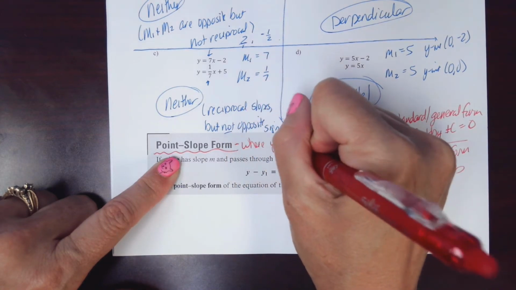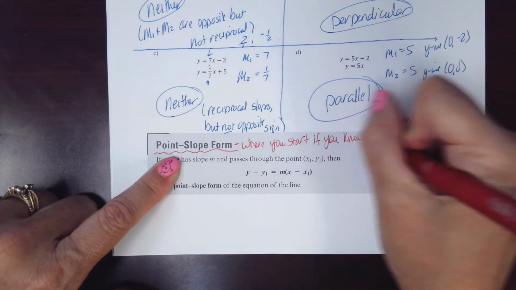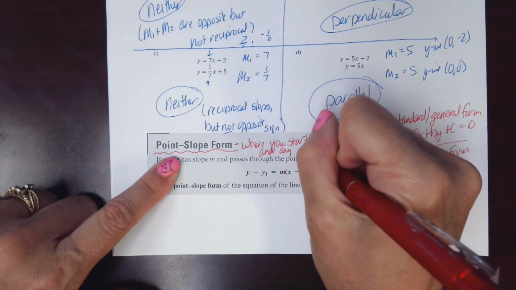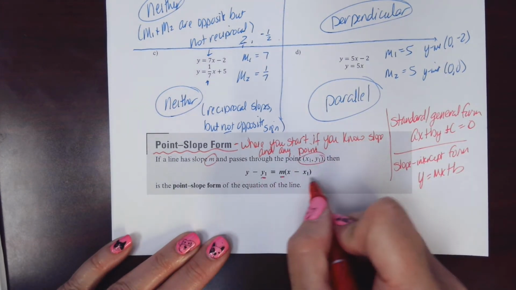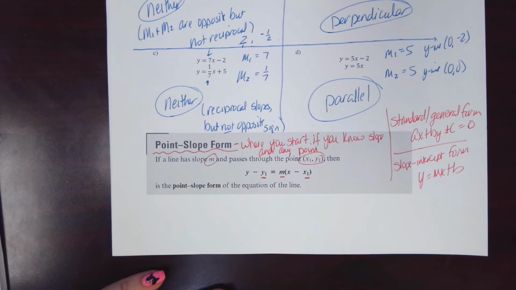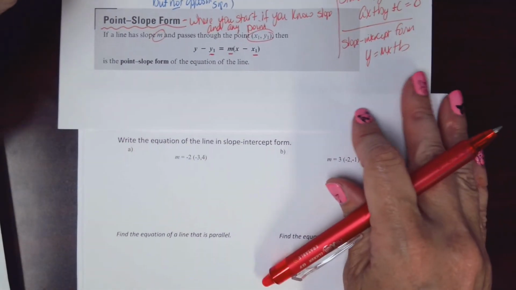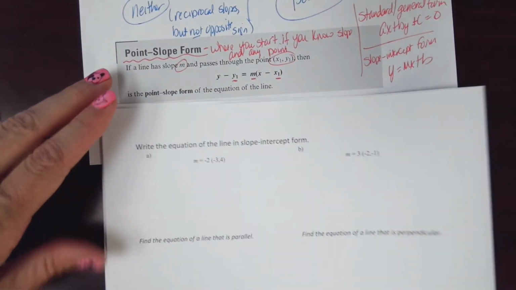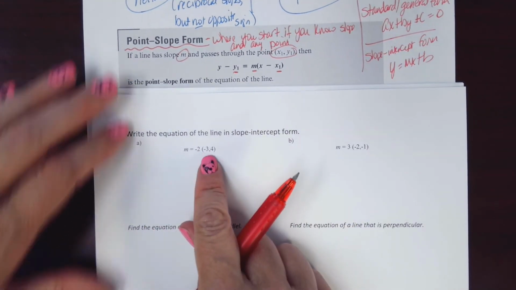I'm going to use the point-slope form. This is where you start, not usually where you finish. If you know the slope and any point on the line, you plug in those values. Okay, keeping my point-slope form in mind, I'm going to write the equation of this line in slope-intercept form, but I need to start with my point-slope form because I know a slope and I know a random point on the line.